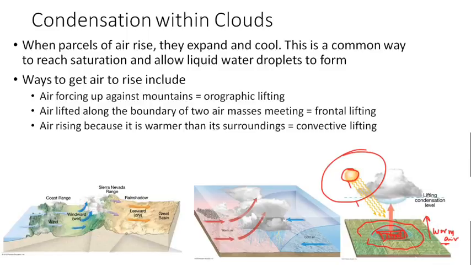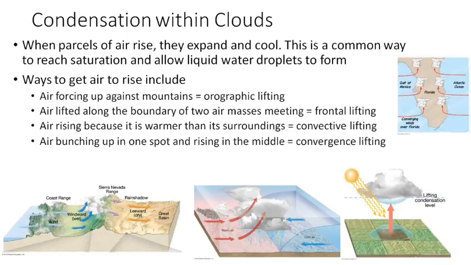All right, and then the last one is what we call convergence lifting. An example here is where air is being swept along the ocean, nice and smooth, and here it hits land, and there's a little more friction here, and that builds up a place for it to squish together and rise up. That's called convergence lifting.